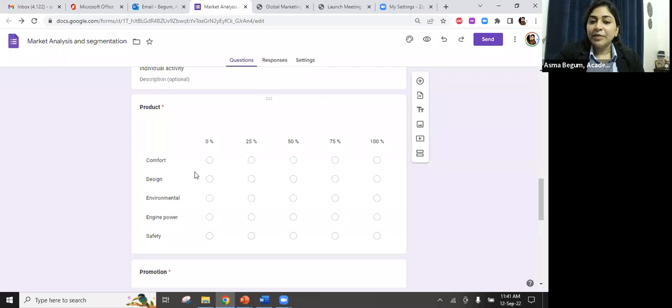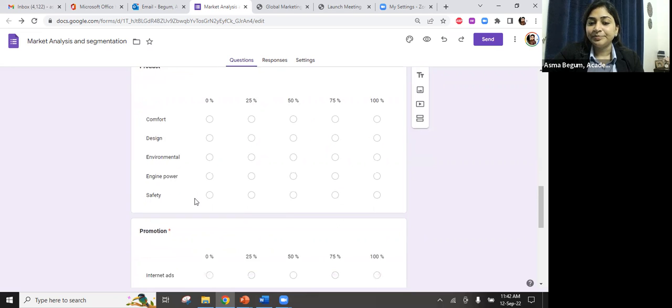For example, if segment A believes that they have no importance for comfort, you will click on 0 in percentage. And if you believe that segment A gives more importance to design, you will click on 100. If they give moderate importance to environment, then you will click on 50 percentage. Accordingly, you will click on the product and complete those 5 criteria given in the survey.